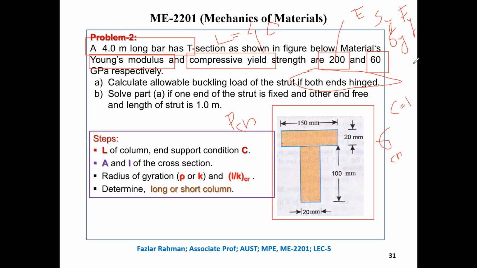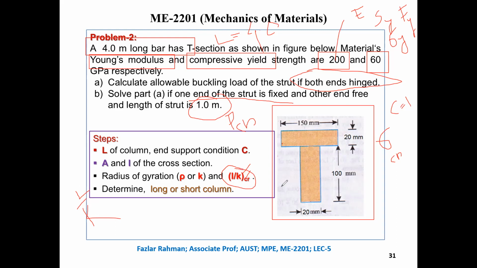Part B, it's saying solve part A if one end of the strut is fixed and the other end is free, and length is 1 meter. Okay, so what do we need to do? We need to figure out this value L by K critical. If L by K is less than this value, then it will be a short column. If L by K is greater than L by K critical, then it will be a long column. Okay, that we need to figure out.